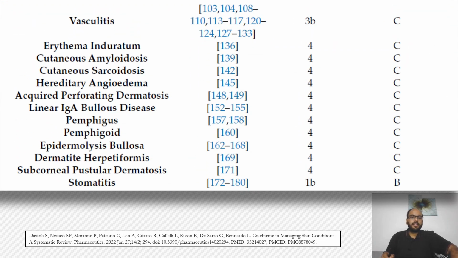Similarly, in other disorders like erythema induratum and amyloidosis, the level of evidence is 4. Level 4 is anecdotal evidence. That means isolated case reports, that's all. So even if the grade of recommendation is C, take it with a pinch of salt, or at least a kg of salt. You can use colchicine in rarest of rare circumstances. Okay, let's move forward.